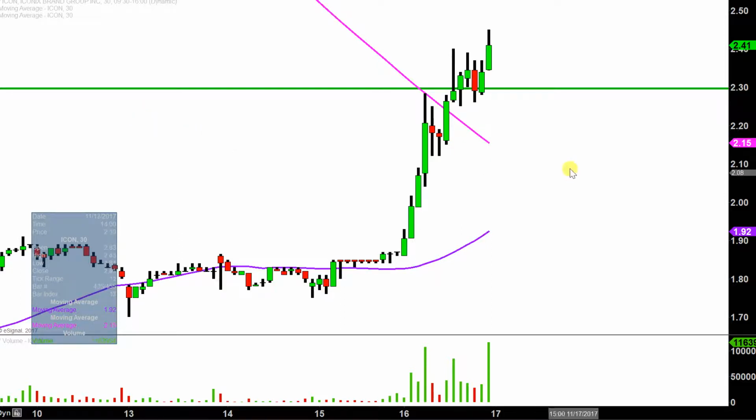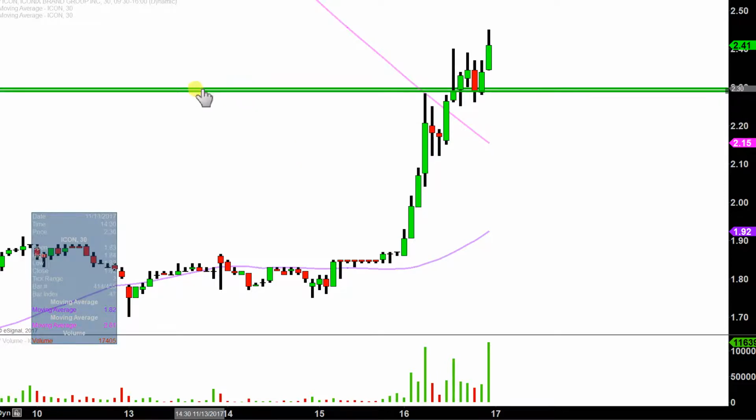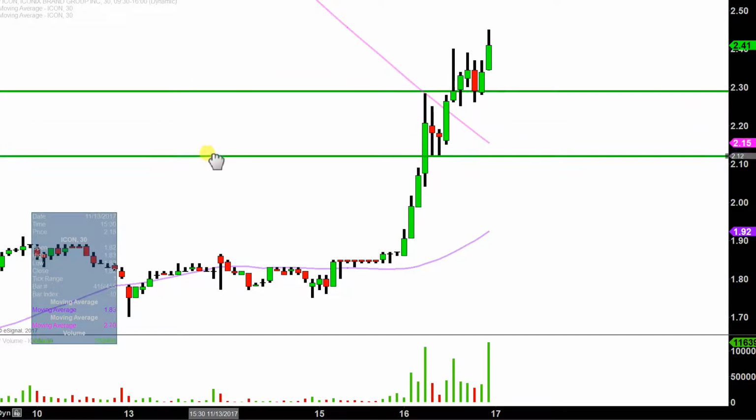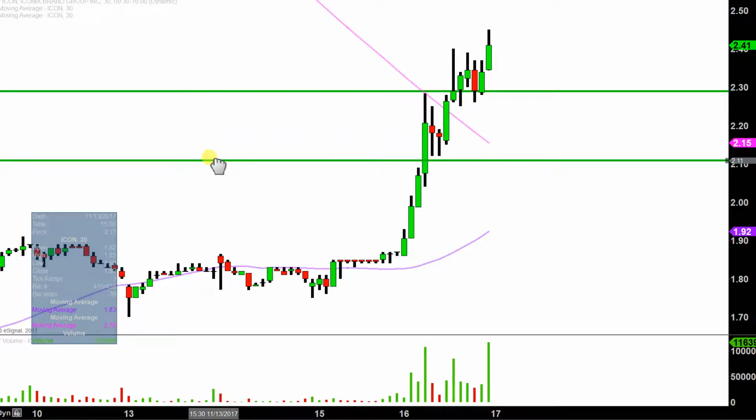Now, don't get me wrong. If the price falls below $2.30, by no means am I saying the entire chart's ruined or anything like that. But if the price can manage to stay up above there, that would certainly be a huge sign of power. Next area of support after that, down here at $2.10. So $2.30 and $2.10 are going to be the two near-term levels of support.